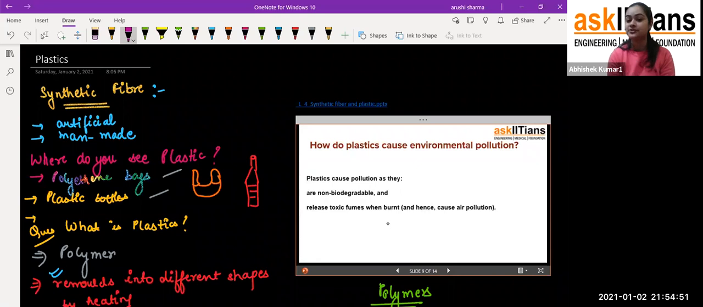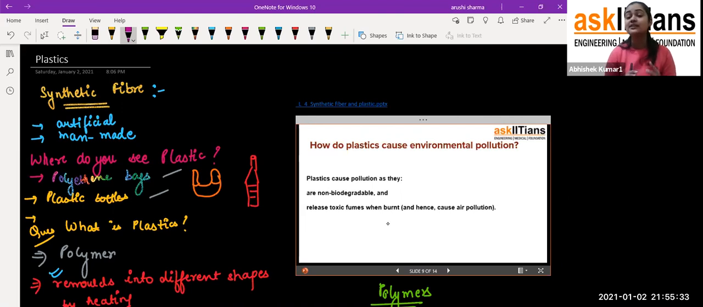Because it will cause pollution, as they are not biodegradable, and they release toxic fumes on burning. If we burn plastic, after the burning process what are we getting? We are getting toxic fumes. Those toxic fumes will get mixed with our atmosphere, and that atmosphere we are using for our respiration, we are inhaling it and exhaling it. That means some of those particles are going inside us, and it will be toxic for us as well. So that is how, students, plastic is forming environmental pollution.